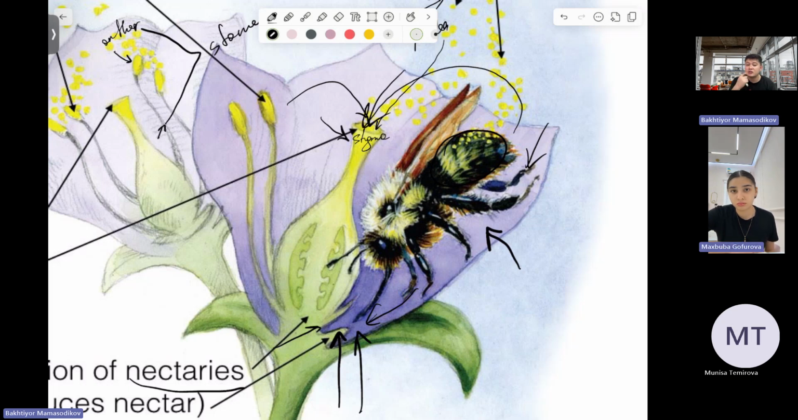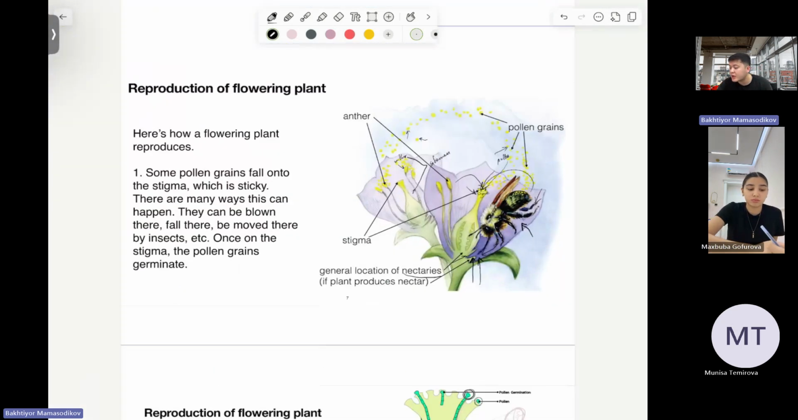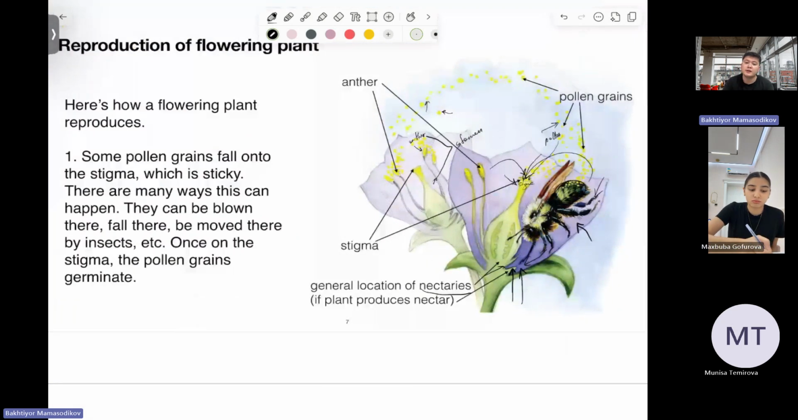Those pollen grains are going to attach to the stigma. When they are attached to the stigma, the pollen tubes are formed, and two sperm cells are going to enter inside. So the bee is like a delivery man, picking up the pollen packages from one flower and dropping them on another. Once pollen lands on the stigma, the germination is going to start.